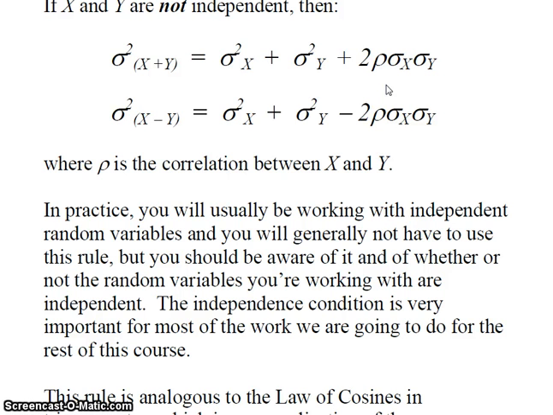But if rho is not 0, then we have to take that into account when we add or subtract our random variables. In terms of an AP statistics course, this is not something that you're going to come across very often, and it's not a rule that you're generally going to have to work with. And so most of the time you're going to be able to assume or to demonstrate that your random variables are independent, and then you can use the rules for independent random variables that we saw a minute ago. You won't have to use these.